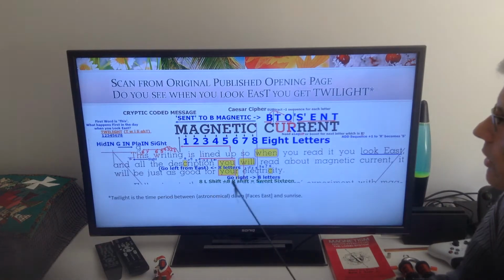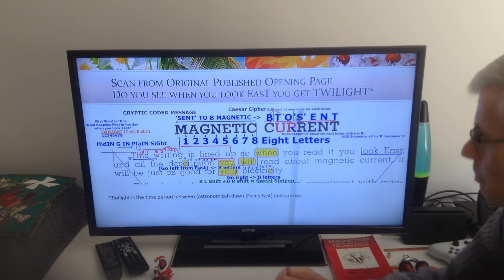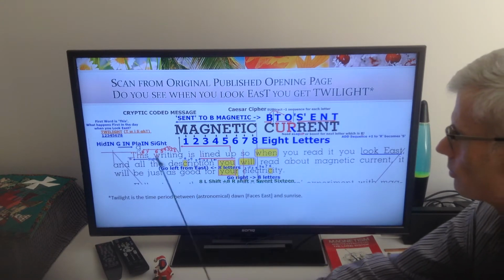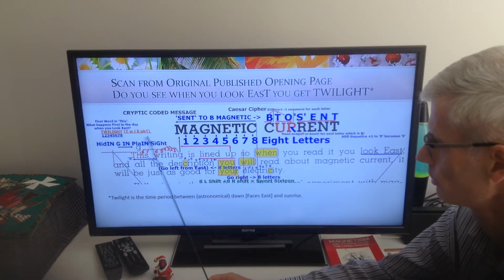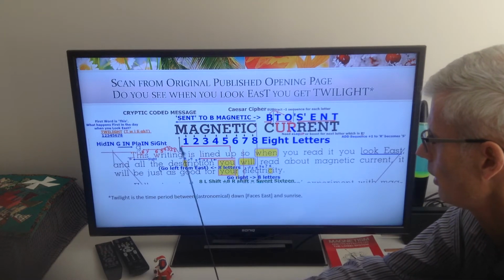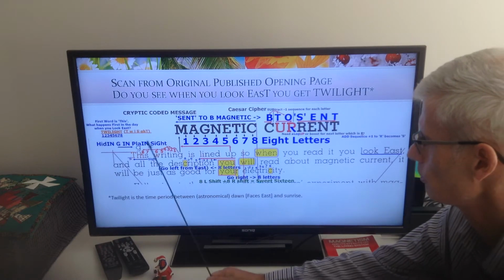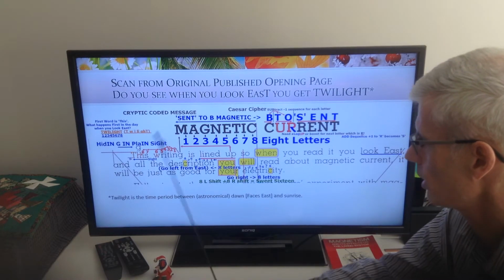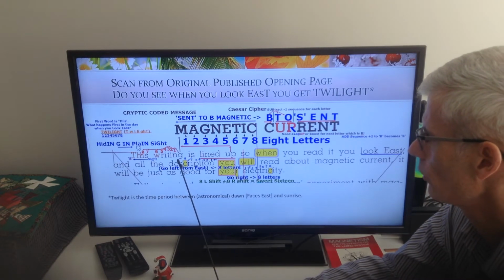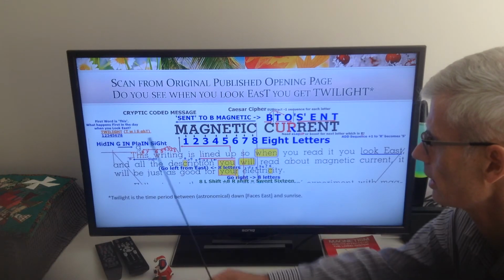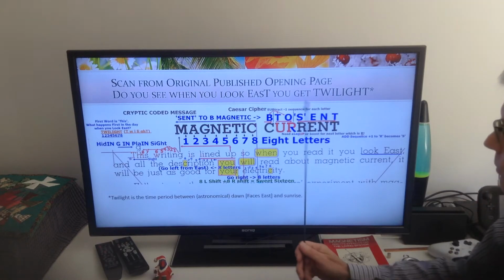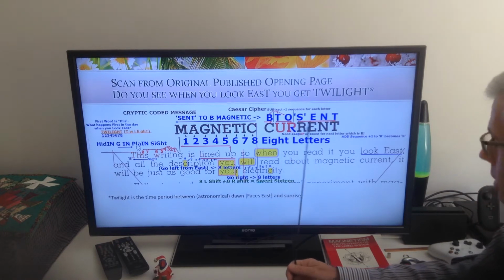Okay, so I've scanned this page 3 for you. And what do you see when you look east? You get twilight. Okay, I'll show you. T, W, I, L, I, with the G inserted, G, H, T, twilight. So we've got twilight. So that's got the 8 letters as well. The other thing here, we've decoded what this current is all about.